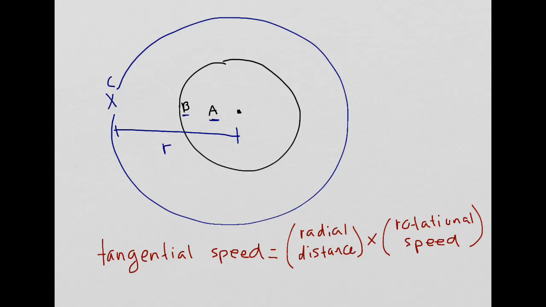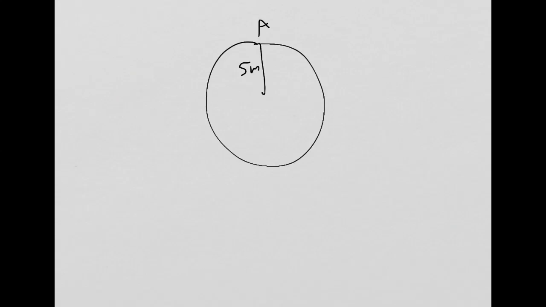So let's now try and go through a sort of more intuitive example. Okay, let's say I've got a circle with radius 5 meters, and let's say I have some particle A that's traveling around the circle, and let's say it makes 3 revolutions per minute. Okay, and I want to figure out its linear speed.